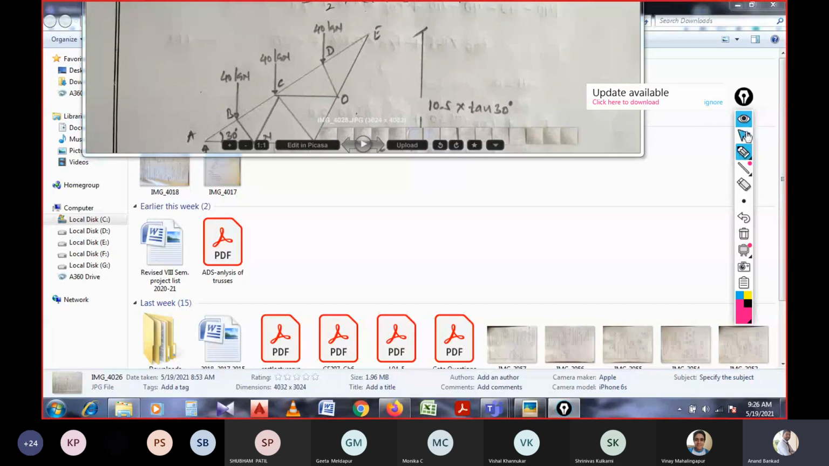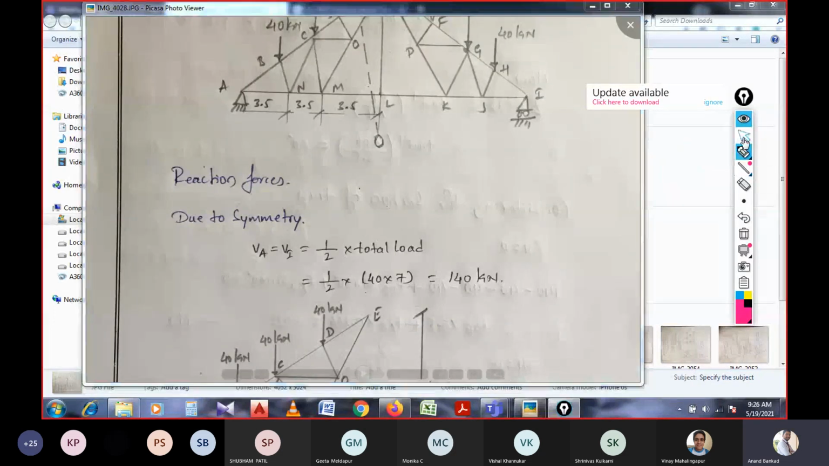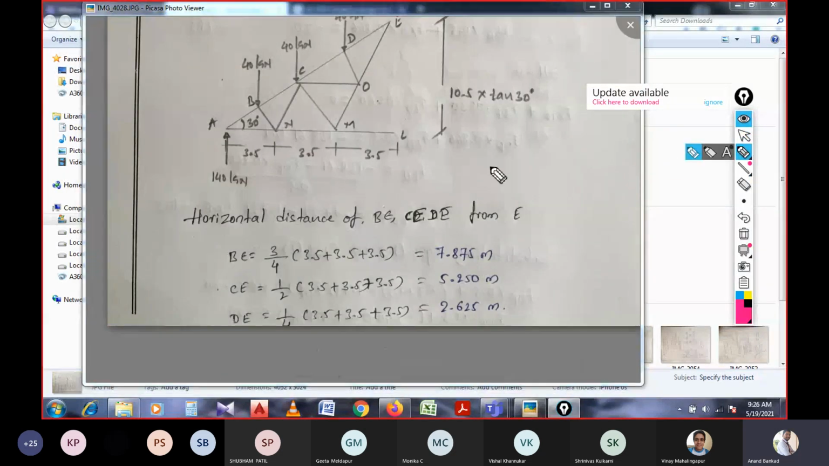So that means here, if you consider these loads vertically, and the distance from the support, and the distance from this point to this one, and the distance from this one.